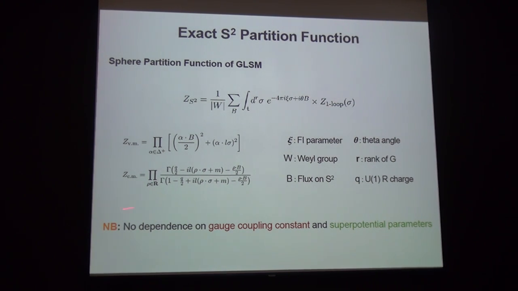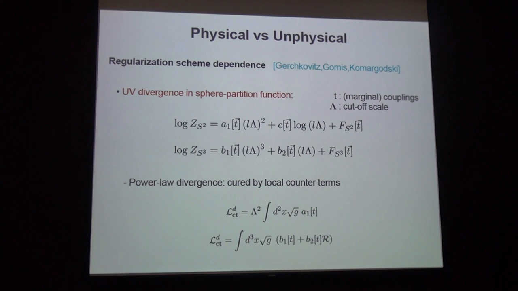And as I told you earlier in this talk, as you can see here, this two-sphere partition function is really independent of the gauge coupling constant and the superpotential parameters. Fine, but some of you may wonder whether this finite piece of this two-sphere partition function depends on the choice of the regularization scheme. In other words, if I use a different regularization rather than this zeta function regularization, it is not clear whether we obtain the same answer for this finite term of the two-sphere partition function. So to understand and to answer these questions, let me carefully consider this UV divergent structure of the sphere partition function.